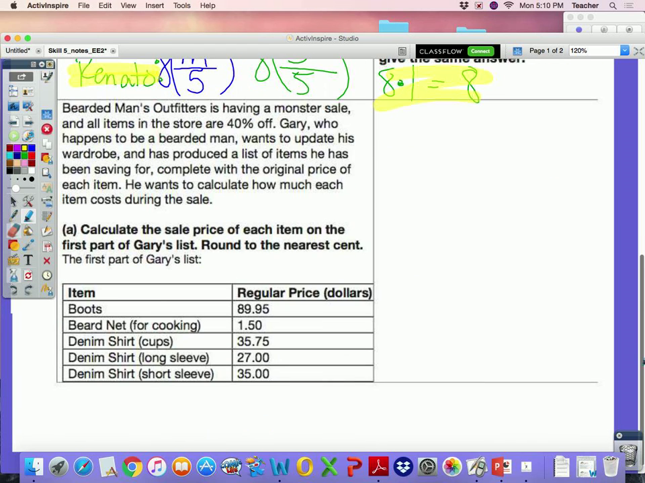And I want you to read about the Bearded Man Outfitter store. Yes, you heard me right. You're going to read this, and I want you to try to do the first problem by yourself. We're going to actually extend our box here a little bit. I want you to tell me how much we're going to save today, and then how much the new cost is going to be.